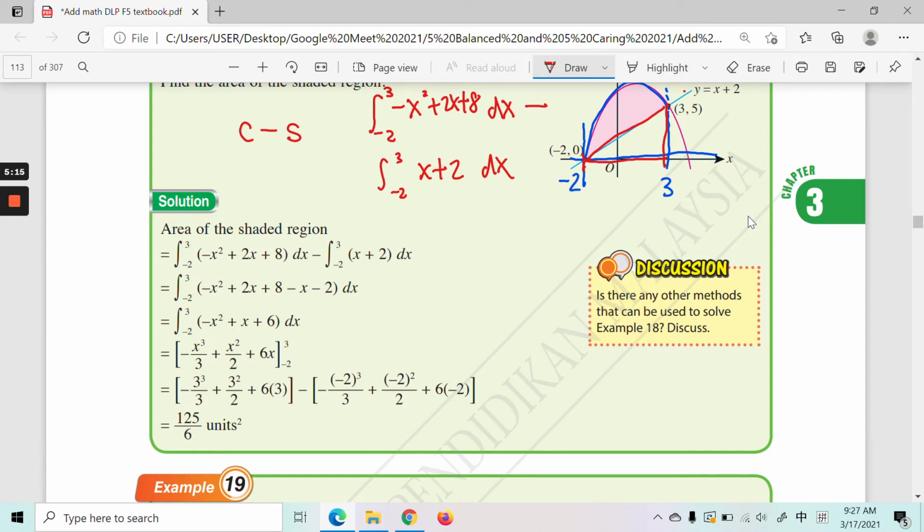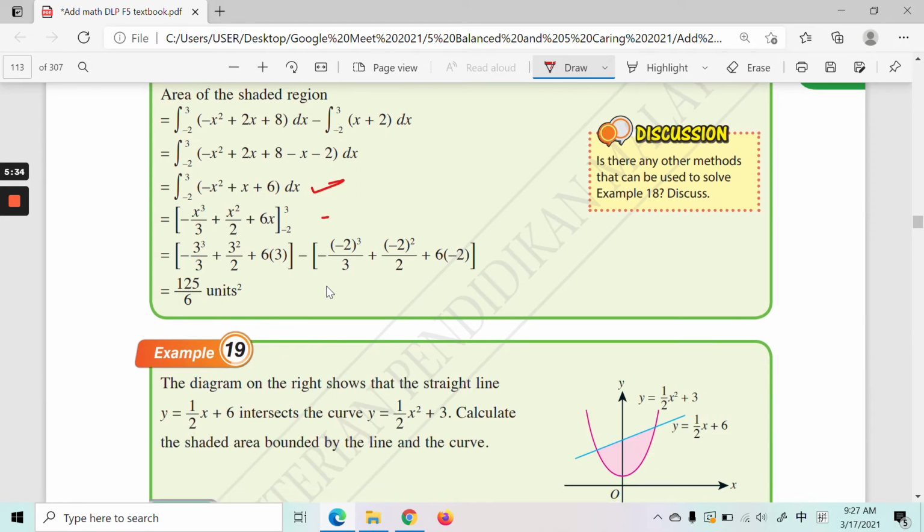So minus x minus 2, simplify, getting this. Then you do integration like usual. Negative x to the power plus 1 becomes power 3, divided by 3, plus x to the power plus 1 becomes power 2, divided by 2, plus 6x, from negative 2 to 3. Then you build the bracket. So next step, you need to build the bracket.